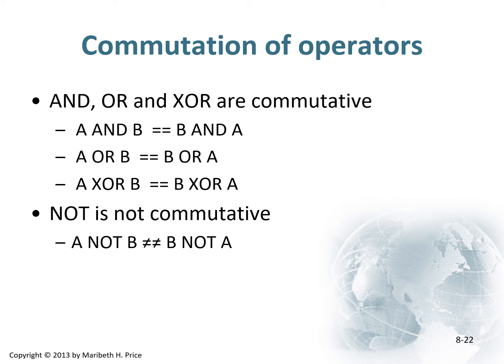I want to talk a little bit about the commutation of operators. Remember that the and, the or, and the XOR are commutative. In other words, they can go either direction. It means the exact same thing. But you have to remember not is not commutative. So if it's got the A not B, that's not the same as B not A.